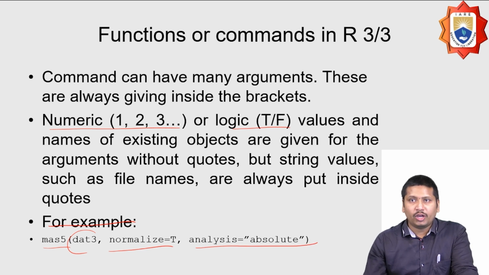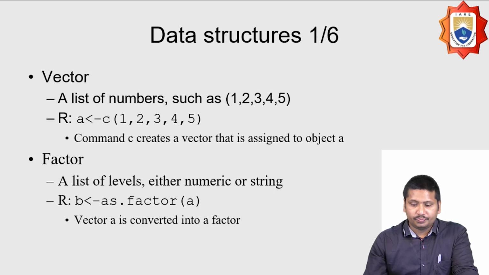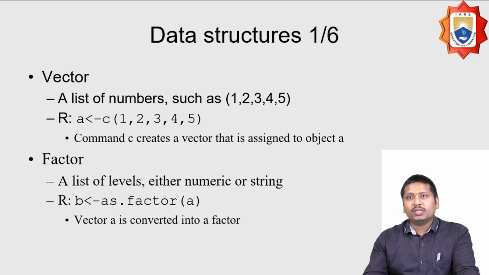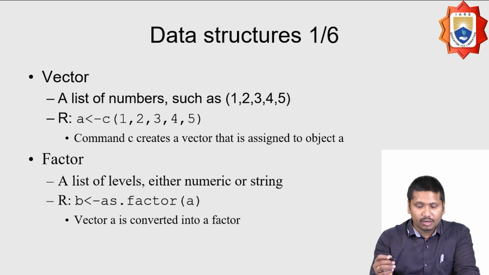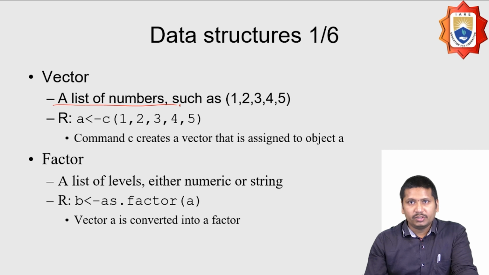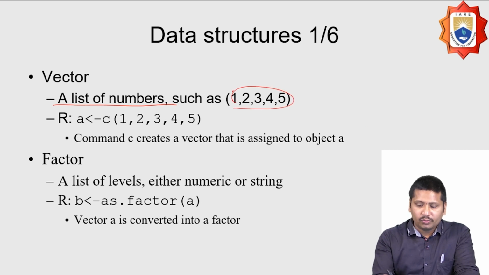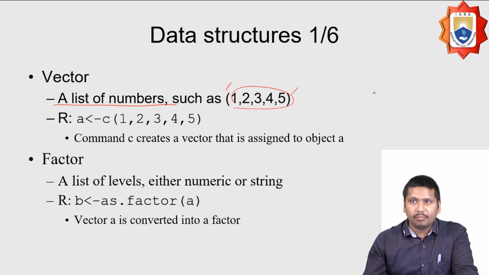So the command is going to have many arguments, and these should be used inside the brackets. But string values such as file names are always put in quotes. And what are the data structures that are going to be there in our programming? They should be vector and then factor. A vector is nothing but a list of numbers, such as a list of values enclosed in parentheses, which will be considered as a vector.